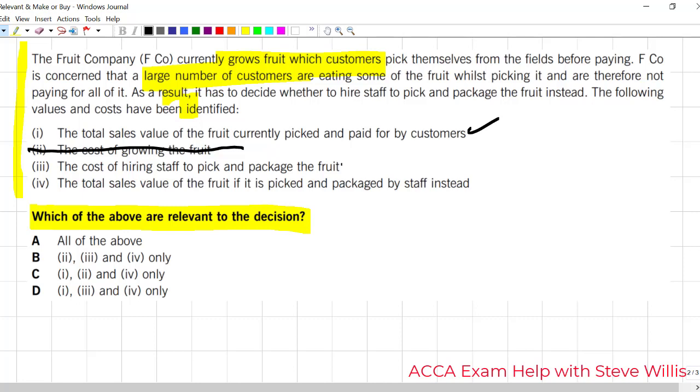Cost of hiring the staff, that's an incremental cost. If we go with the option 2, we have that. And then comparing the value of the fruit picked and paid for by the customers, right, against these two, we could make our decision. The total sales value of the fruit if it's picked and packaged by the staff. So I'm liking answer D.